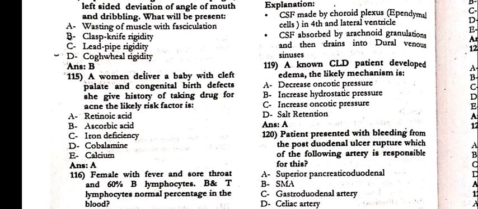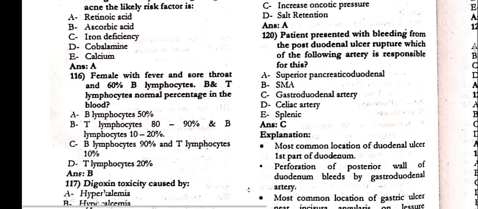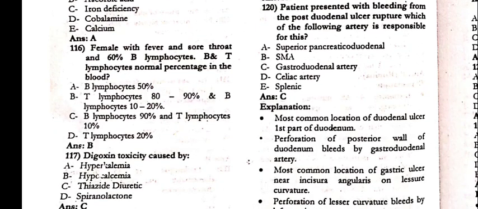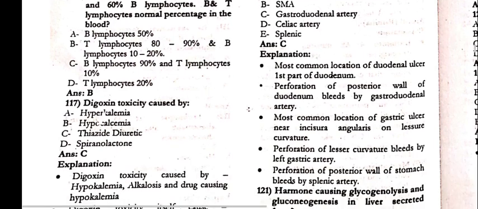115, the woman delivered a baby with a cleft palate and congenital birth defects. She gave a history of taking a drug for acne. The likely risk factor would be retinoic acid. 116, the female with fever, sore throat, 60% B lymphocytes. The normal percentage of B and T lymphocytes in the blood would be T lymphocytes 80 to 90%, B lymphocytes 10 to 20%.